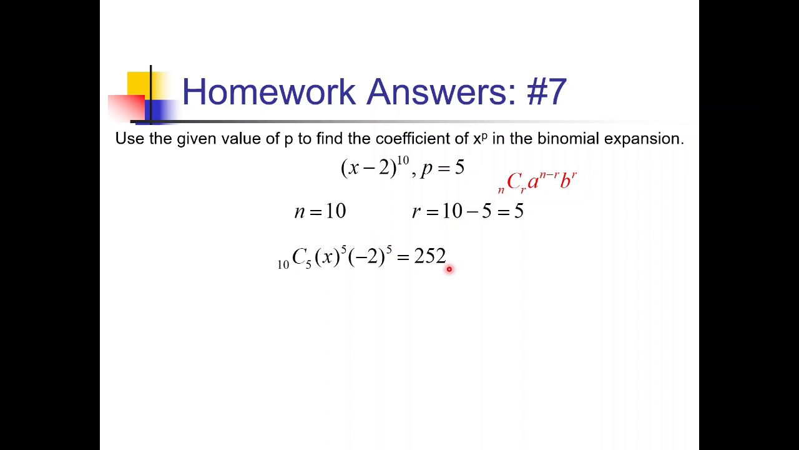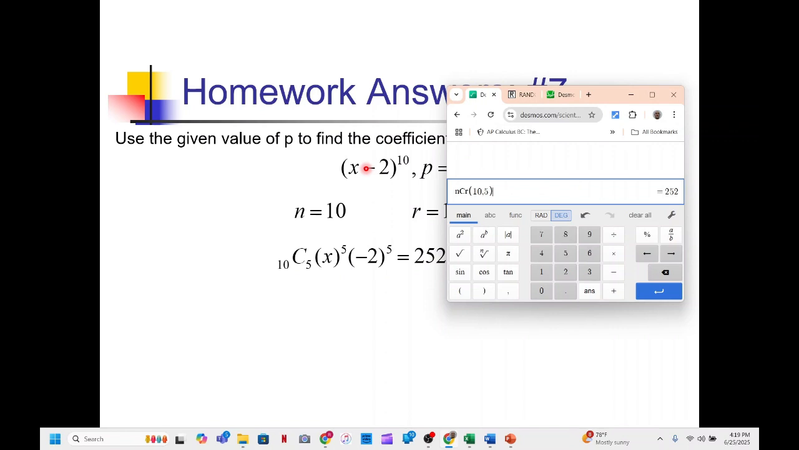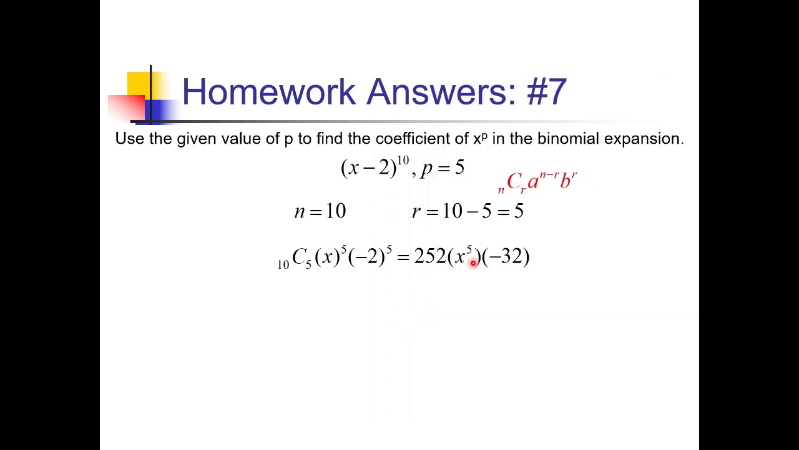We've got x to the 5th. And we've also got negative 2 to the 5th, which is negative 32. So to get the final term here, I need to do negative 32 times 252, which is negative 8,064. And we have an x to the 5th along for the ride. But the part I wanted was the coefficient of all this, which is negative 8,064.